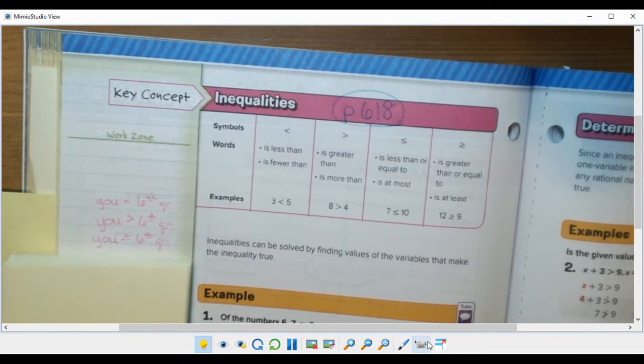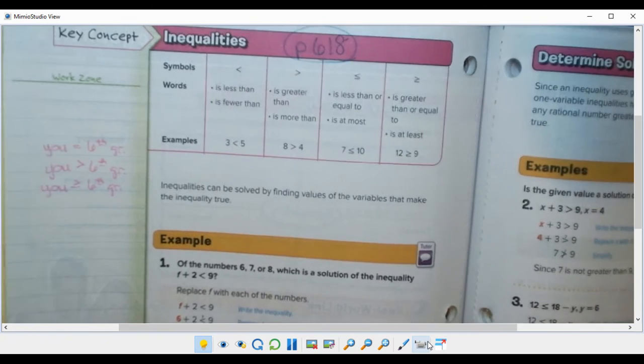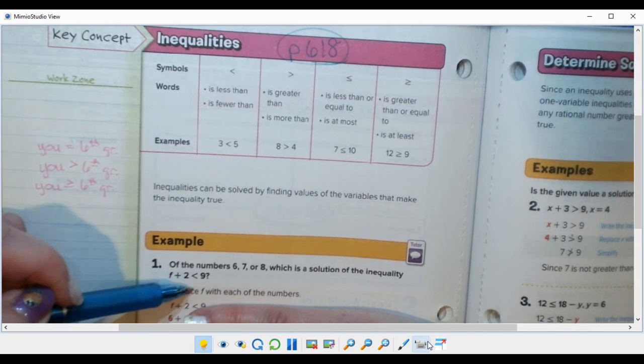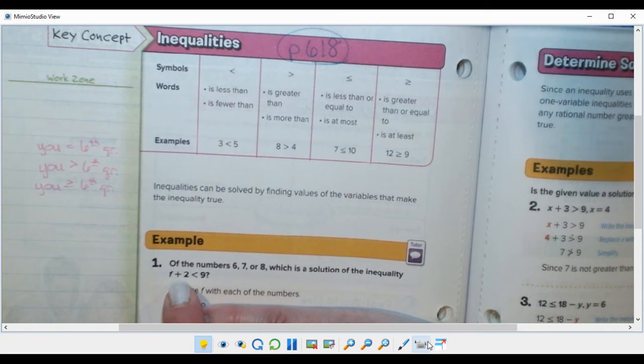Okay? All right, so how this is going to look in the book, let me go down to the example here. Let me hide this for just a moment. It says of the numbers 6, 7, or 8. So they're giving you a few that they want you to test, which is a solution of the inequality f plus 2 is less than 9. Now, if you remember, this is kind of like a split. So we want this side to have a smaller answer than 9. Well, you're going to have to check each one. When this was an equal sign instead of a less than sign, you would only have a single answer. There was only one number that I could put in here to make this be true. Now it is possible that you could have multiple numbers on your list that make this be true.